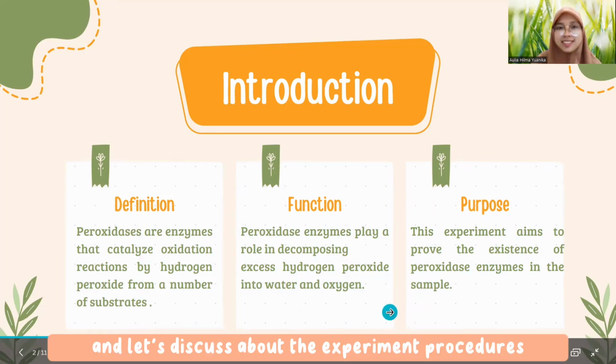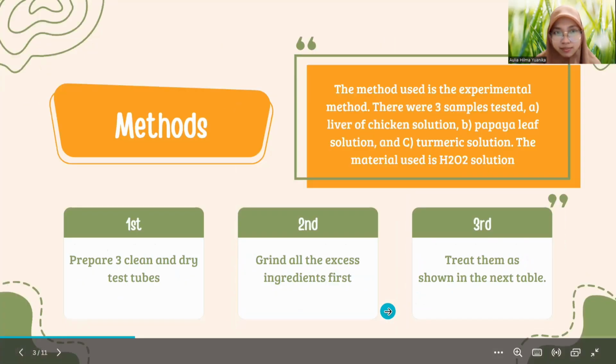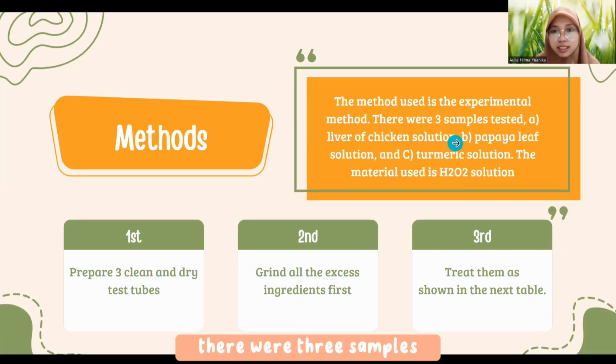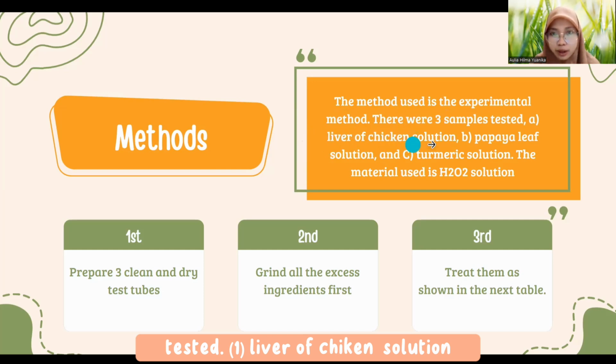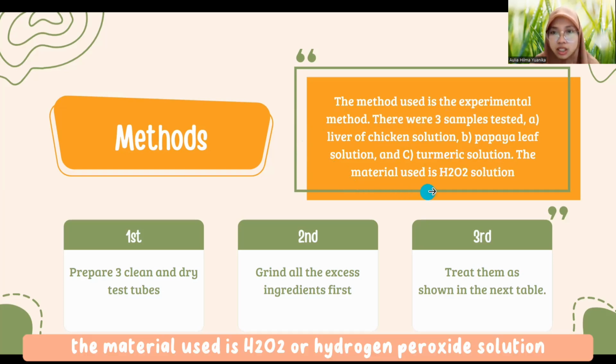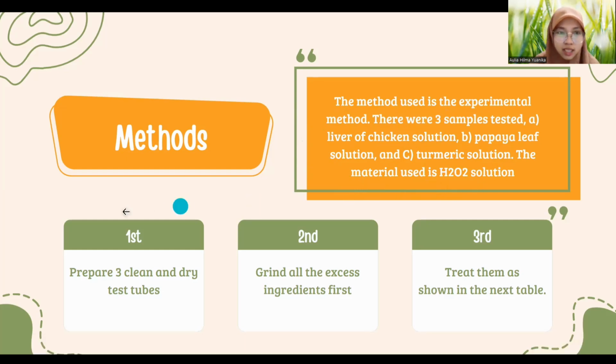Let's move on and discuss the experiment procedures. The method used is the experimental method. There were three samples tested: 1. Liver of chicken solution, 2. Papaya leaf solution, and 3. Turmeric solution. The material used is H2O2 or hydrogen peroxide solution.